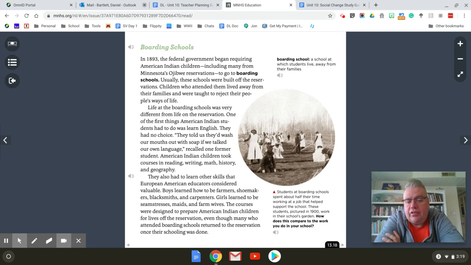So this was the thought process: if we take the children away from the reservation and make them change in these boarding schools, when they go back, they won't go back to the way that they lived, right? They'll go back and they'll be like European Americans. Okay, that was the thought.